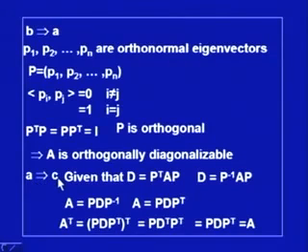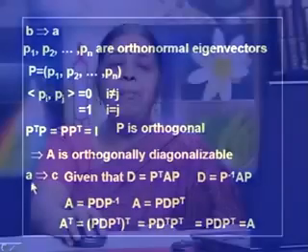A implies C. So, if the matrix A is orthogonally diagonalizable, then the matrix is symmetric. But since we have been given 3 statements and we have to prove the equivalence of all 3, I have to prove C implies A also, but I leave this as an exercise for the viewer. Similarly, you have to show that B implies C and C implies B. This also I leave as an exercise for the viewer.